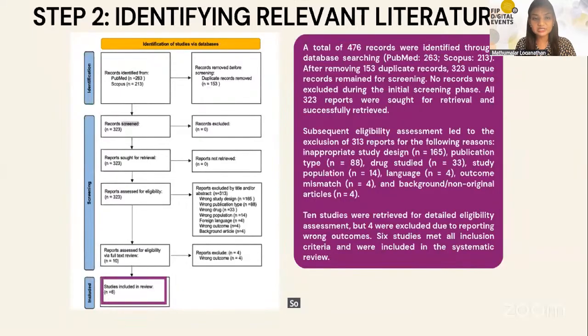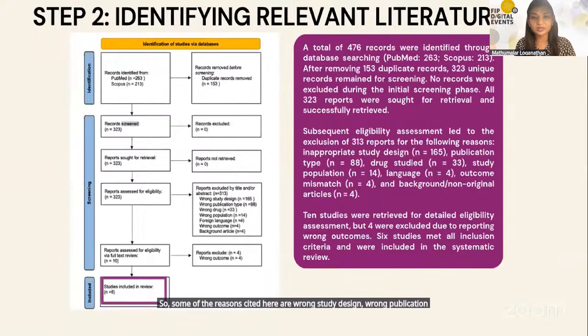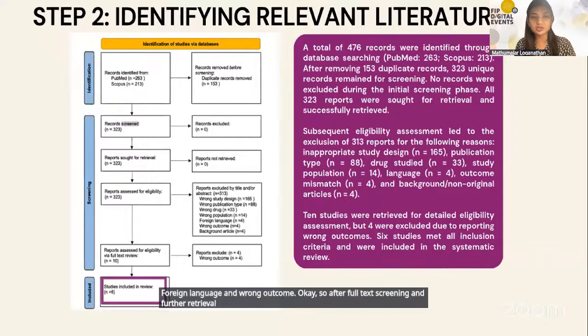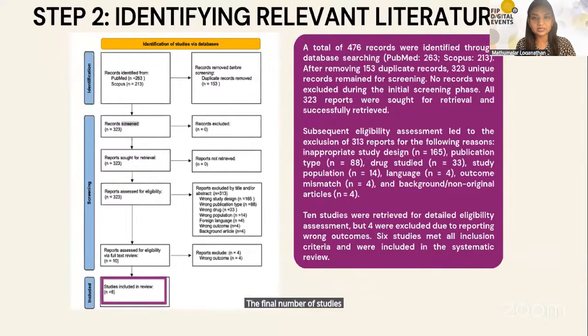So some of the reasons cited here are wrong study design, wrong publication type, wrong population, foreign language, and wrong outcome. Okay, so after full text screening and further retrieval of articles, usually through a reference list, the final number of studies to be included in the review is 6. Next, please. Thank you.